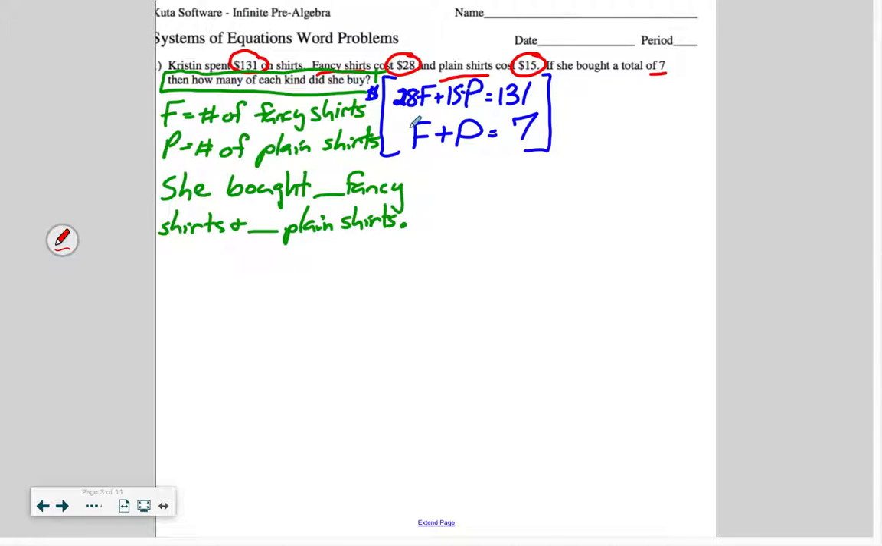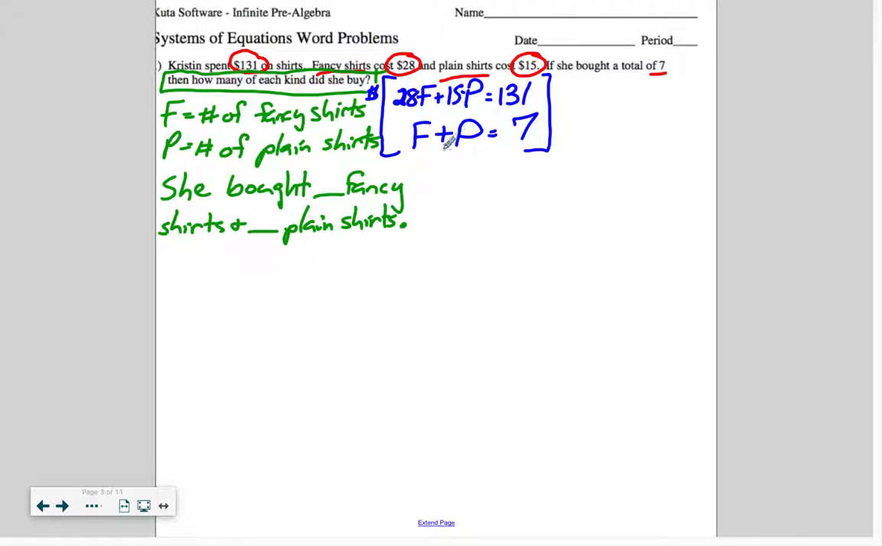So you have 2 options here. If you were into what we did last week, that elimination stuff where we try to get opposite F's or opposite P's, you could either multiply the entire bottom equation by negative 28, or you can multiply the entire bottom equation by negative 15 to get rid of the P's.